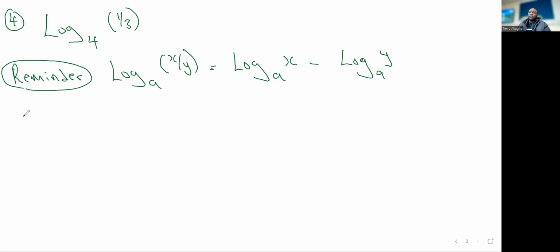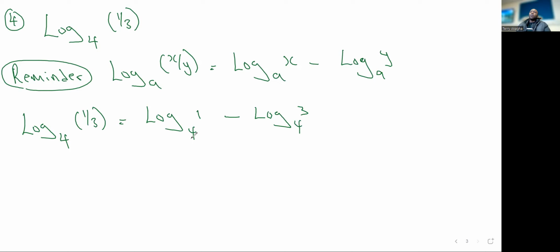So if you have log to base 4 of 1/3, it is going to give us log 1 to base 4 minus log 3 to base 4. Now log 1 to base 4, we already know that this is equal to 0. Log 1 to any base is 0. So it's going to be 0 minus log 3 to base 4. And the answer is going to be minus log 3 to base 4. And that'll be the answer for that.